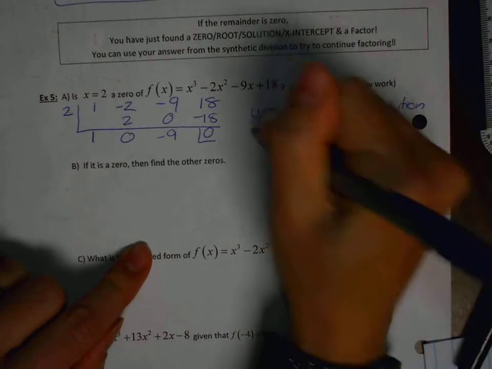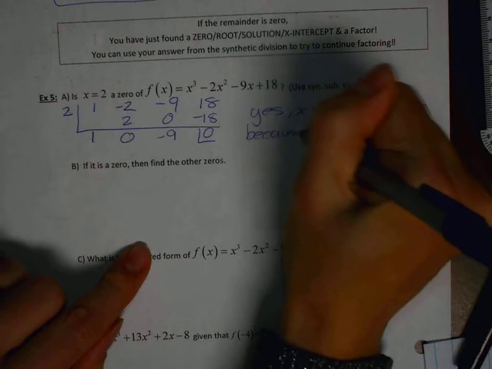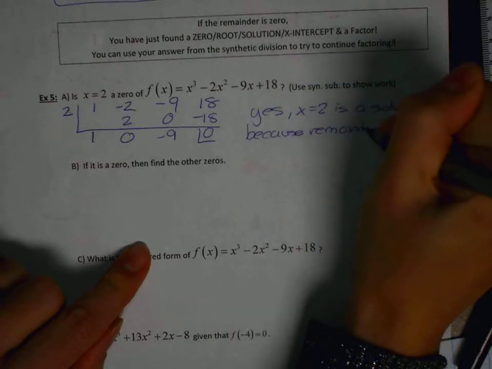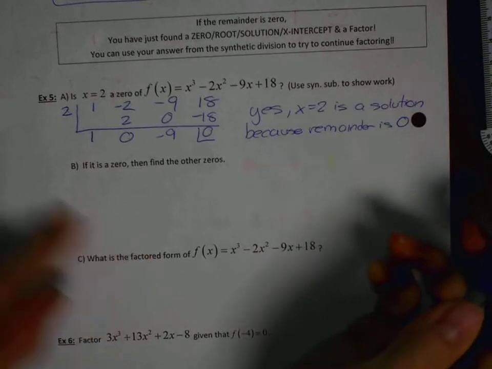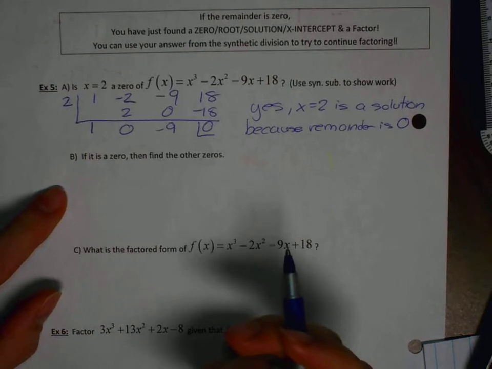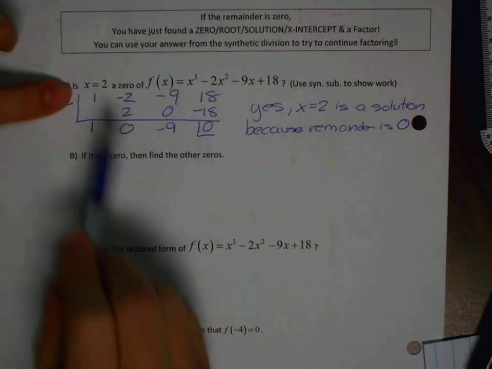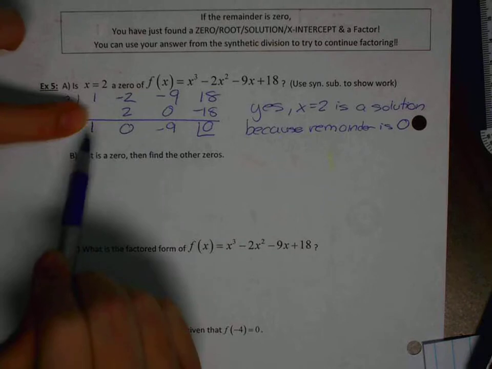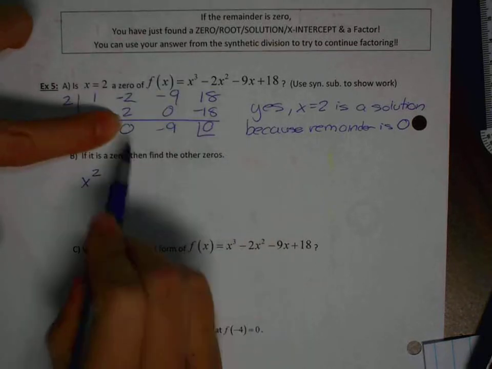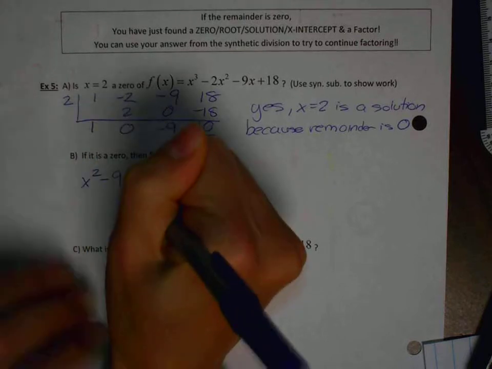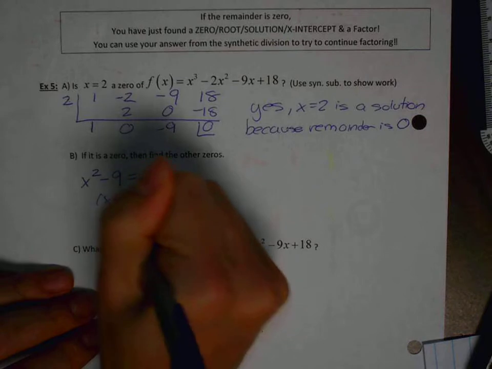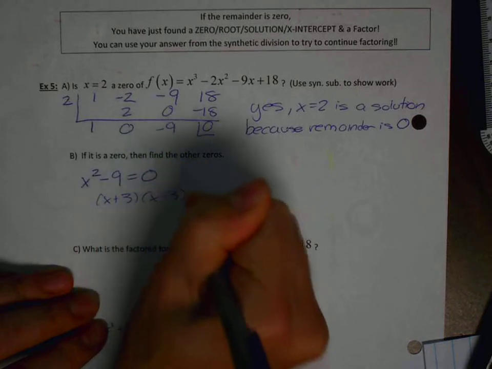And that's because the remainder is 0. All right, so now, if it's a 0, find the other zeros. So what I have left here, I started with x cubed. That means my answer has to go down 1. So that's x squared. I don't have any x's, and I have -9. This is difference of squares. X plus 3, x minus 3.